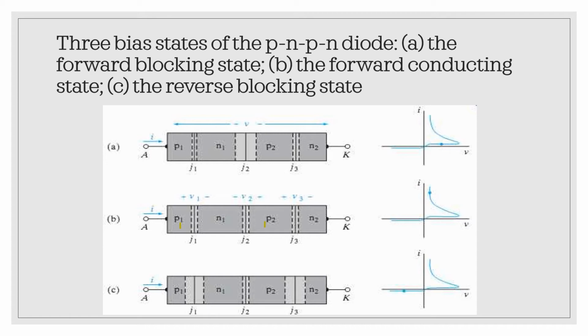Similarly, here electrons move from N2 through P2 to N1, supplying more electrons to N1. So the depletion region is reduced by the supply of these electrons and holes.